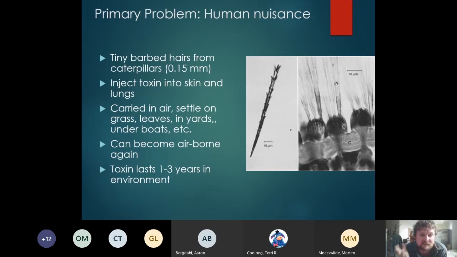The toxin is very stable in the environment and can last between 1 to 3 years, more if it's in a sheltered area that doesn't get a lot of precipitation, like under somebody's deck, RVs, boat trailers, stuff that's sheltered from the elements. And they can become airborne again if somebody's in there raking leaves.